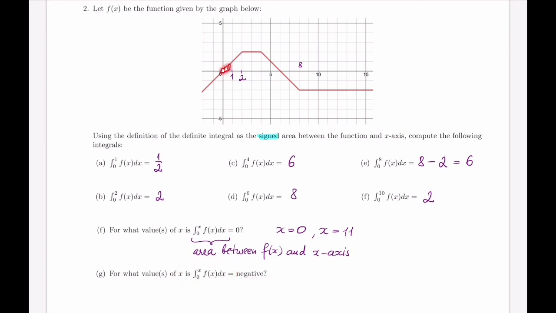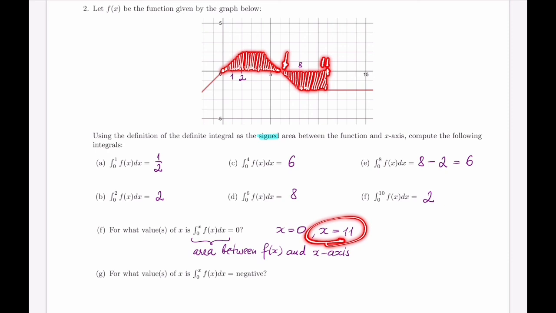I start at 0 and I start painting. So far, I'm just acquiring positive area because it's above the x-axis. After 6, I start acquiring negative areas. Now, if I stop somewhere right here, I still have more positive than negative. So in order for my total area to be negative, I have to keep going. We have determined that at 11 is where I have area equal to 0.